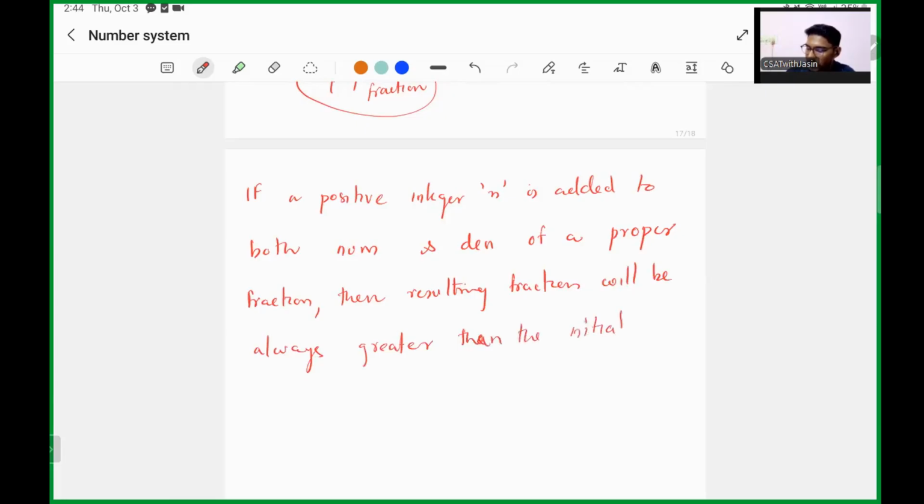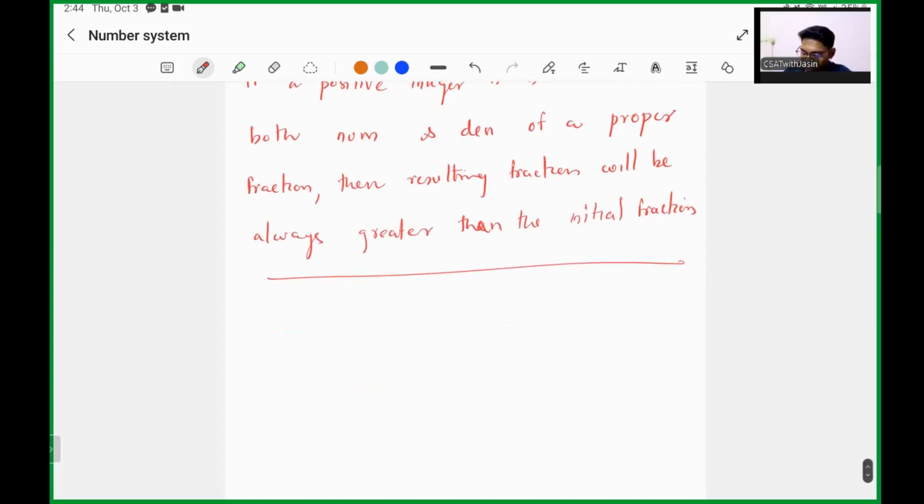So you understood what I said? Is it okay? So if you are adding a positive integer n to the numerator and denominator of a proper fraction, then the resultant fraction will always be greater than the initial fraction. For example, I am taking a fraction 2 by 5. Now you are adding, let's say, 2 to both numerator and denominator.